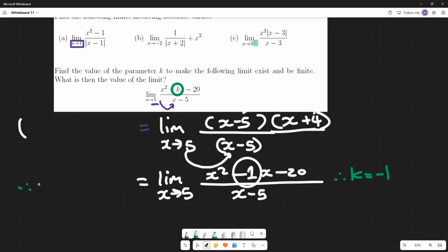Then we're going to say limit. They want us to evaluate the limit, so we're going to go back there. This will cancel that. So we're left with the limit as x approaches 5 of x plus 4, which equals 5 plus 4, which is 9. And that's finito, ladies and gentlemen.